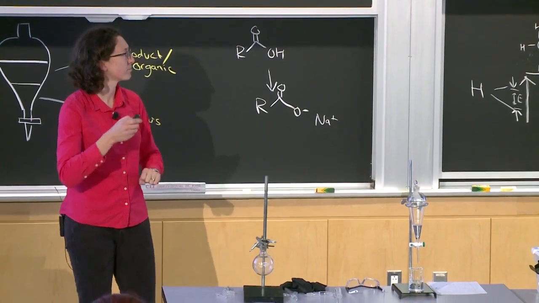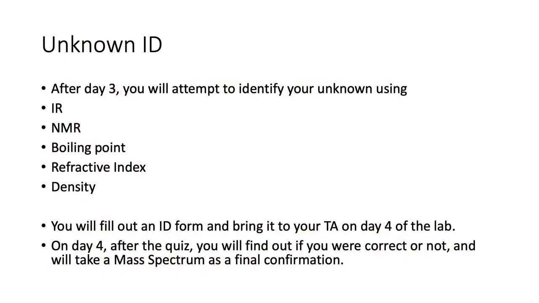So once you have all of this information, you have your boiling point, your refractive index, your density, your NMR spectrum, your IR spectrum, you're going to attempt to identify your unknown. And this should all happen at the end of day 3. You'll have all of this information, and then you'll be overwhelmed. You'll sit down, put it all together, and try to figure out which of those unknowns in that table is the one that you made.